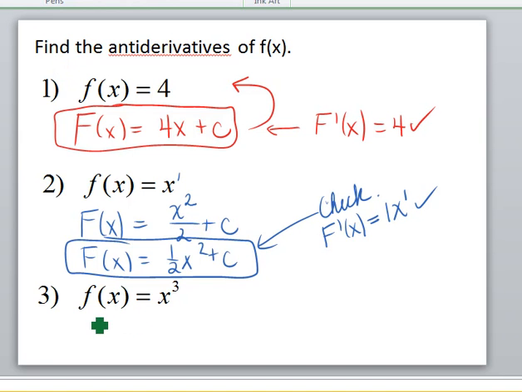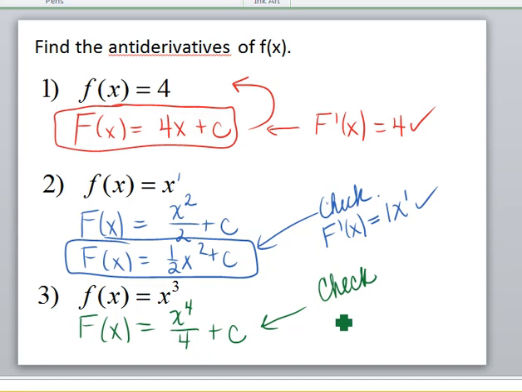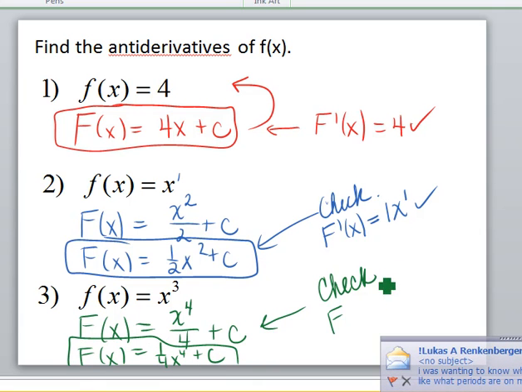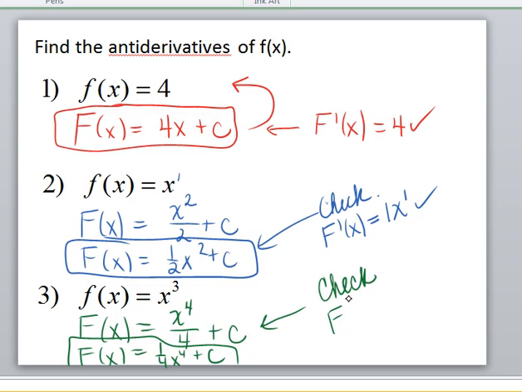The next one is the same thing. The rule is raise the exponent by 1 and put it over that same power. Add the plus c. I'm going to check this. When I check it, I'll rewrite this first. So it's 1/4 x to the fourth plus c. This is my solution. When I take the derivative of this, bring that 4 out front, I get x, lower it by 1, x cubed, take the derivative of any constant, I get 0. So it does check out.